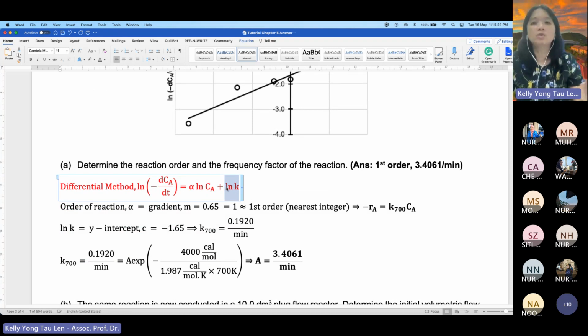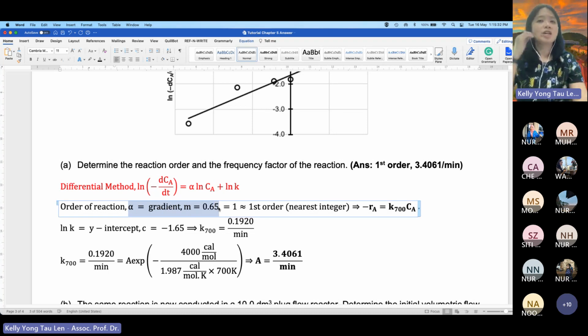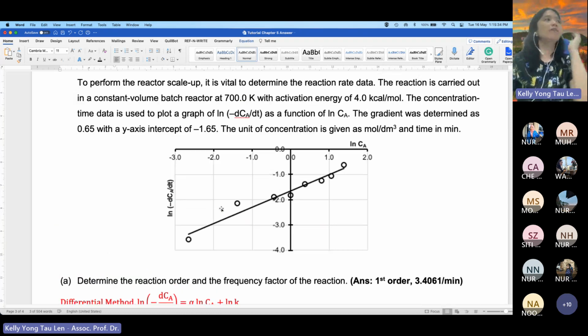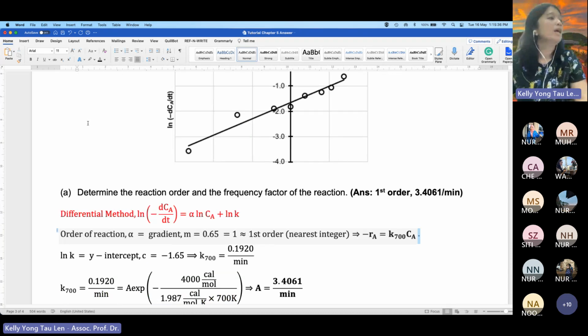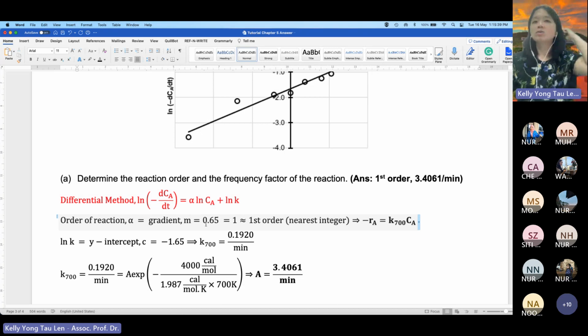Your ln K equals your y-intercept. Okay, so we do one by one. So the order of the reaction, alpha, equals the gradient, which is 0.65. From the question, the gradient is 0.65. Given here 0.65, therefore alpha equals 1.